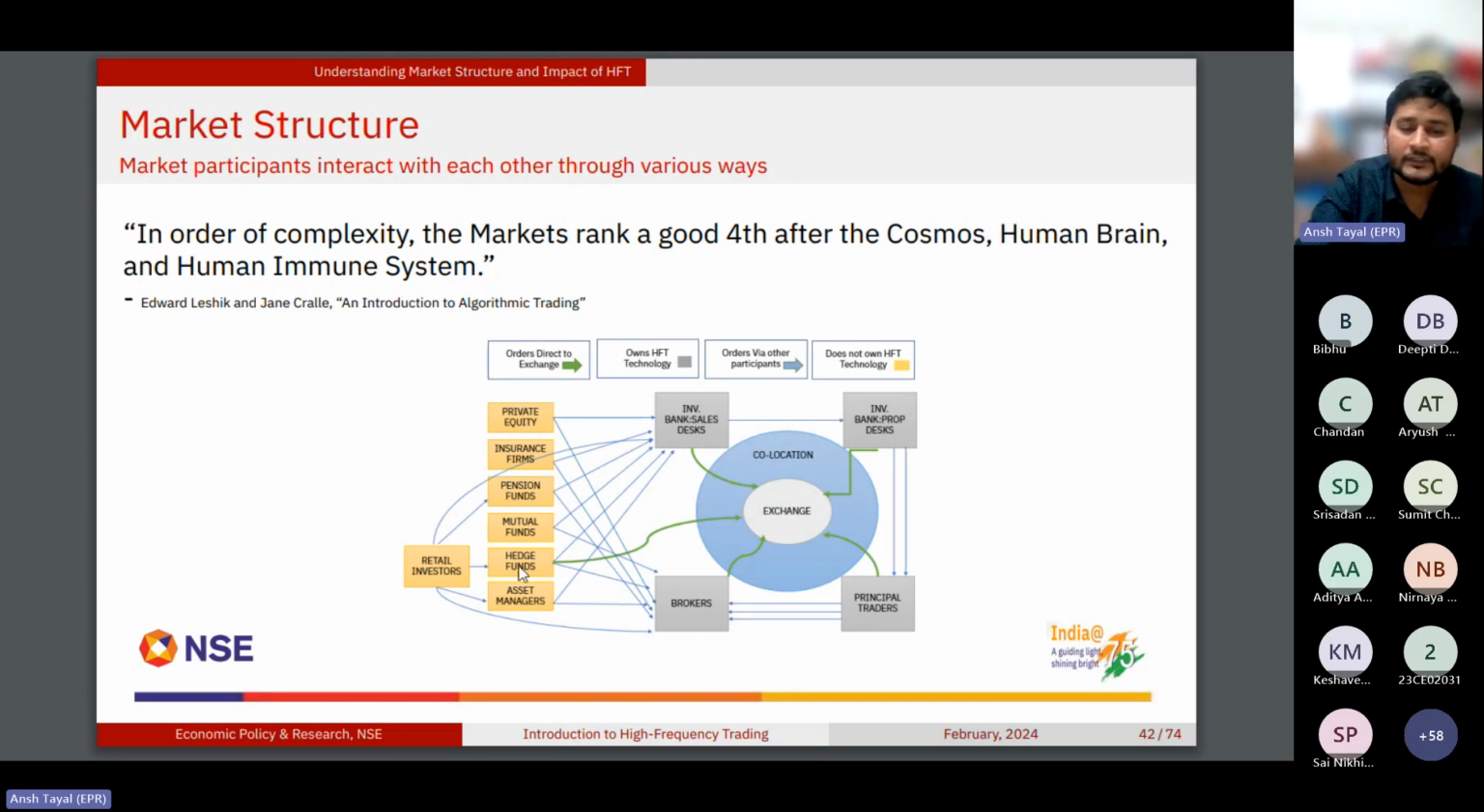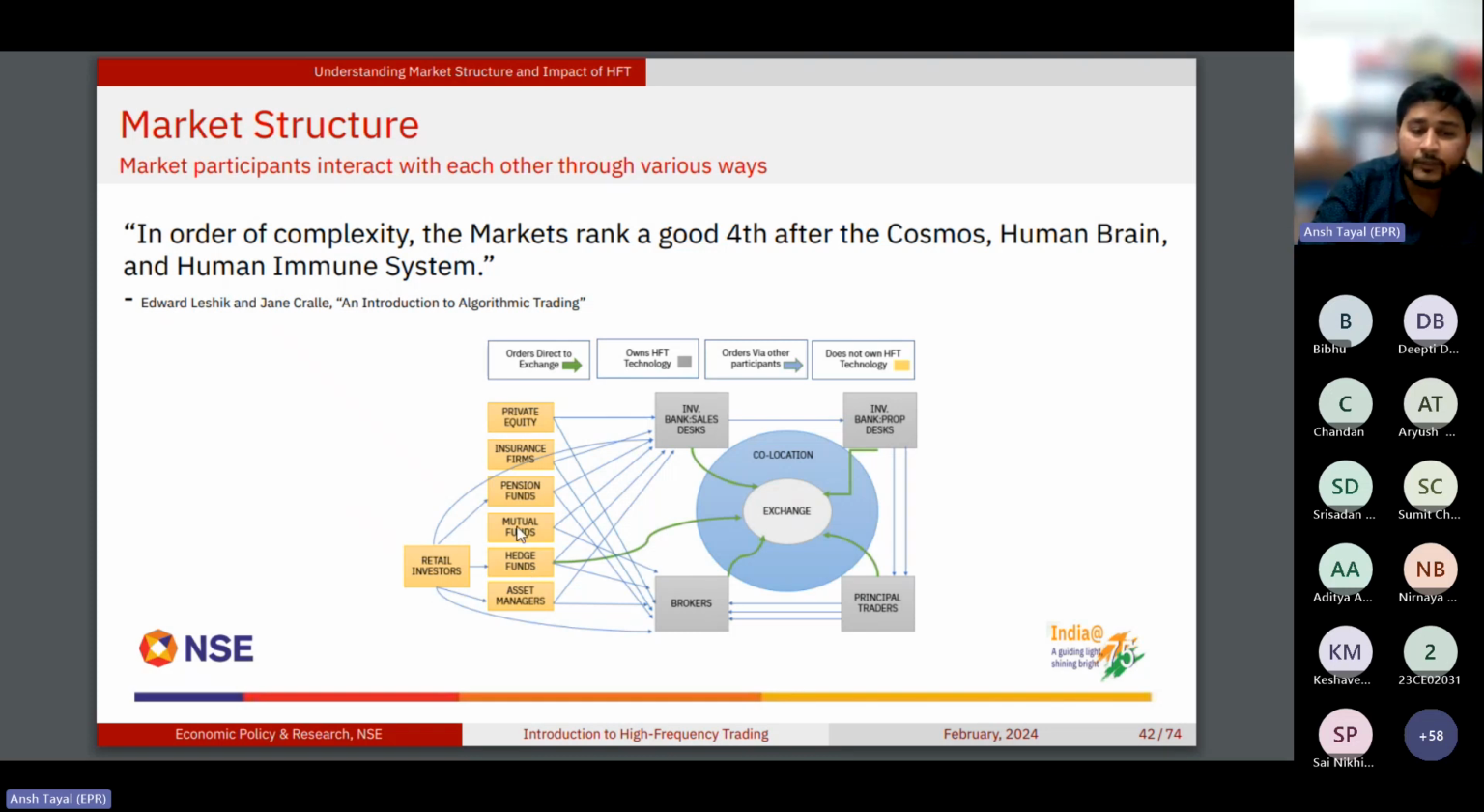So let's say hedge funds. Hedge funds also sometimes might need to trade quickly, so they also can have a direct line. There are brokers who are obviously connected to the exchange. Then there are proprietary traders. Then there are sometimes investment banks, whose prop desks also have direct access to this.